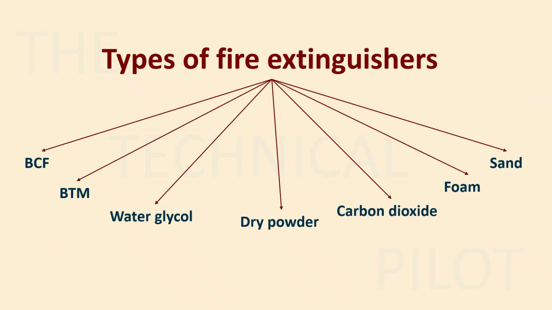Then you have types of fire extinguishers, right? There are a lot of different types, as you can already see. We have BCF, BTM, water glycol, dry powder, carbon dioxide, foam, sand. And yes, this might get a little boring, but trust me, they're very, very important for your exam. So remember the properties, they usually ask a lot of questions from this topic. So you have to pay attention to this particular part. You cannot skip this. All right.